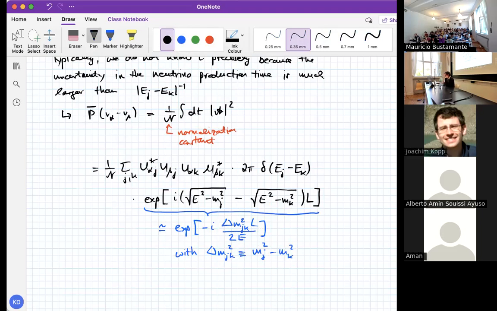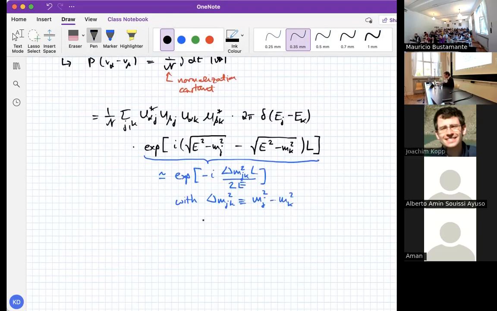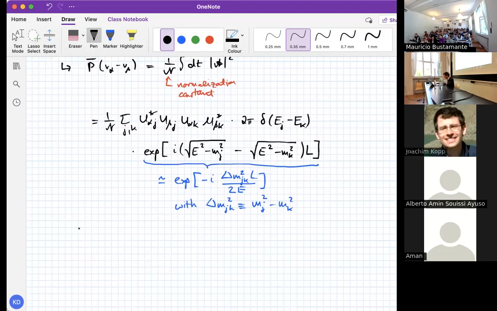Okay. Now I'm still stuck with this delta function, but what I'm going to do is that delta function is simply going to end up in the normalization factor. So the factor 2 pi times delta is absorbed into the normalization constant.